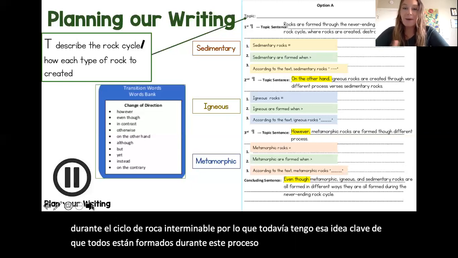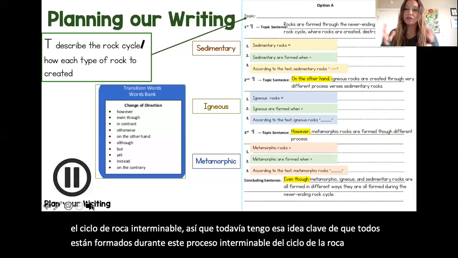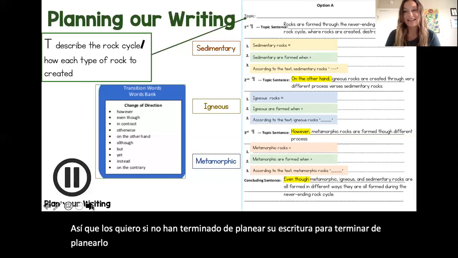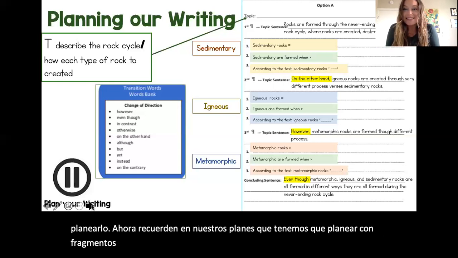So I want you guys, if you haven't finished planning your writing, to finish planning it now. Remember, in our plans, we need to plan with fragments, or else this plan would take us all day to plan out these 3 paragraphs, okay?